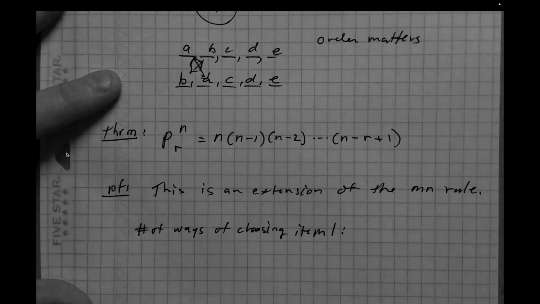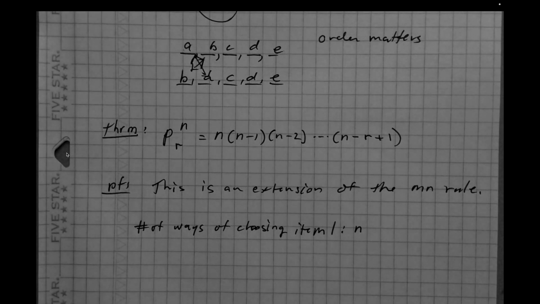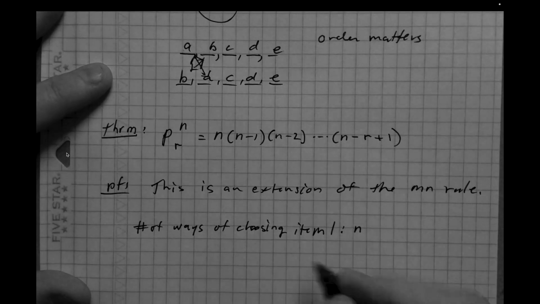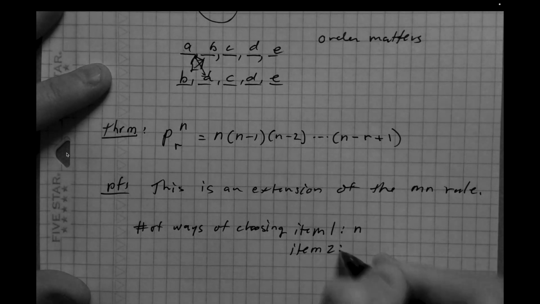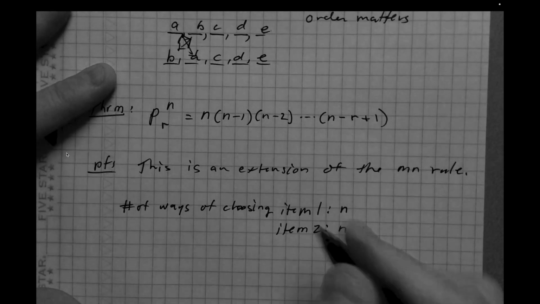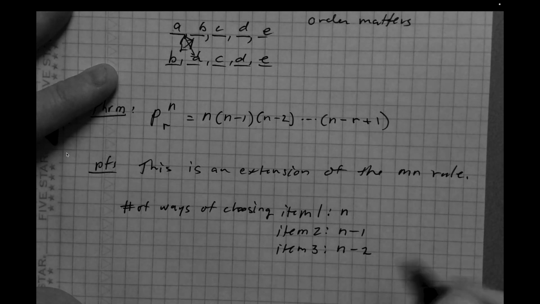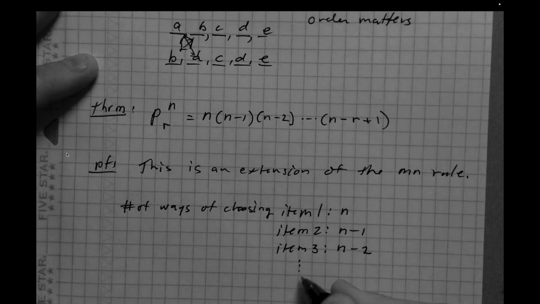How many is there? Well, there's n ways to choose item 1. Now remember, they're distinct, n distinct objects. And so what are the number of ways of choosing item 2? Well, it's n minus 1. And item 3, that's n minus 2. Dot, dot, dot.